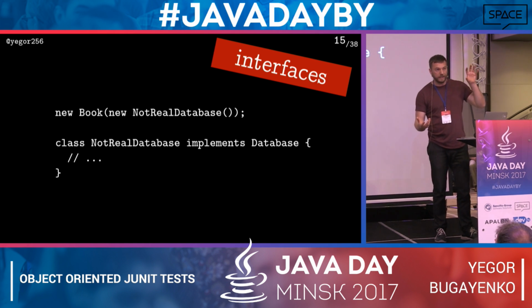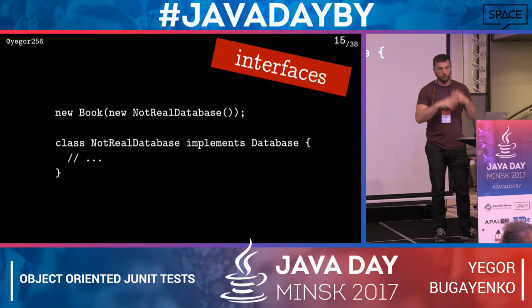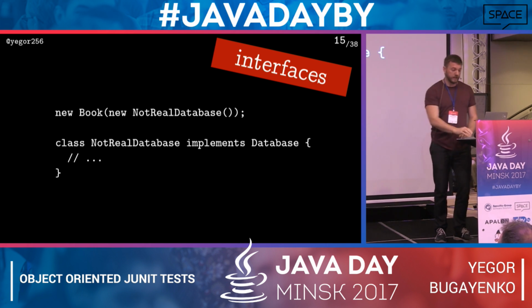So then you will have a database as an interface, and then a class real database, and then not real database. This is called polymorphism in object-oriented programming. This is what object-oriented programming is all about. So we need this polymorphism for unit testing. We need to expect just a database, and whoever behaves like a database will work for us. That will make testing easy.